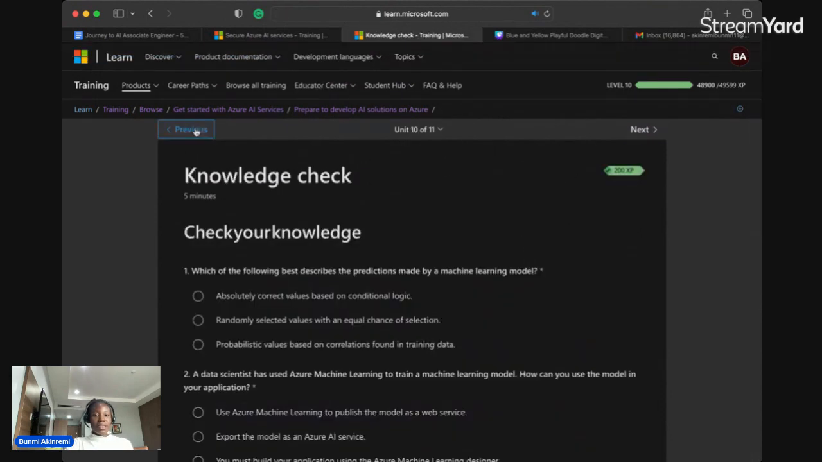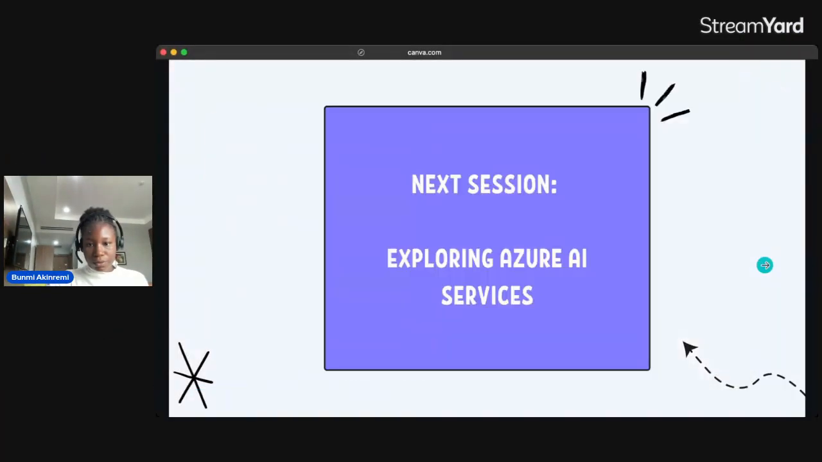Okay, so that is it about this session. In the next session, I'm going to introduce exploring Azure AI services. So we're going to go in depth into some of the services that we mentioned in the previous material.